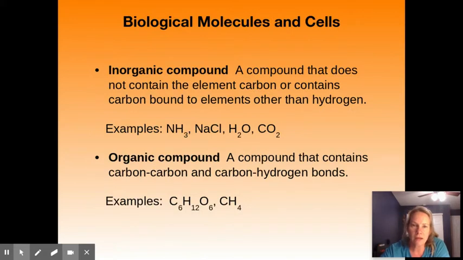All right. And then if we look at the way things act in cells, we've got inorganic and organic compounds. Once again, chemistry. So inorganic simply means that it doesn't contain carbon that's bound to anything. Well, it's a compound that does not contain the element carbon, or contains carbon bound to things other than hydrogen. So notice how we've got NH3, ammonia, we've got water, we've got carbon dioxide. So none of the carbons are attached to hydrogens. And so that makes it inorganic as far as that goes.